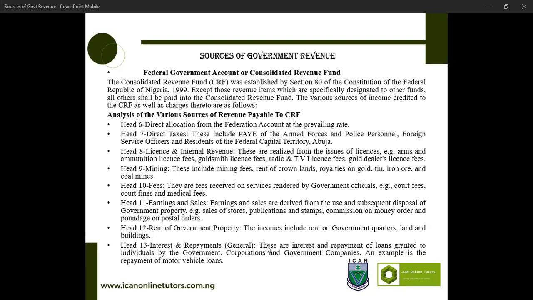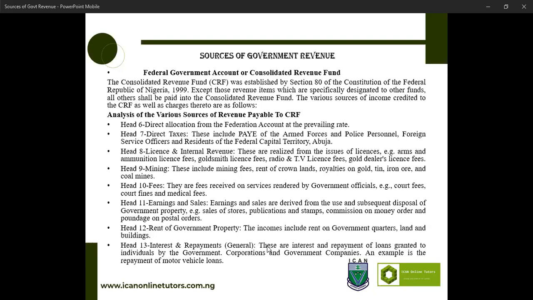Let me go back to rent of government property. Examples of these government properties, aside from government quarters, we can have museum, we can have stadium, and we can also have centers like the Tafawa Balewa Square, as we have in both Lagos and Abuja. So all these are also part of government properties that will be rented to individuals or corporate entities that want to make use of them.